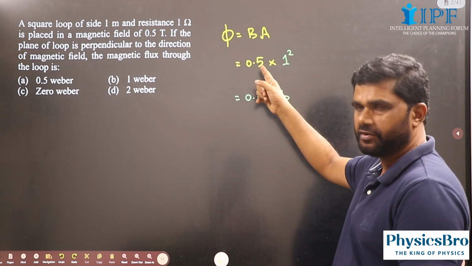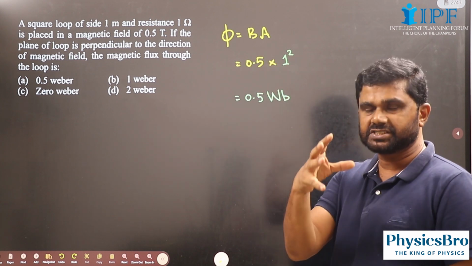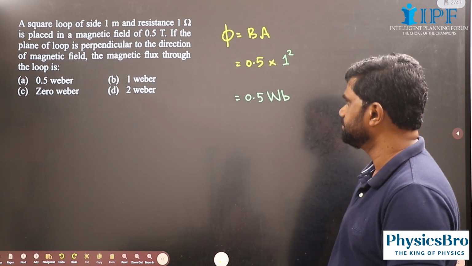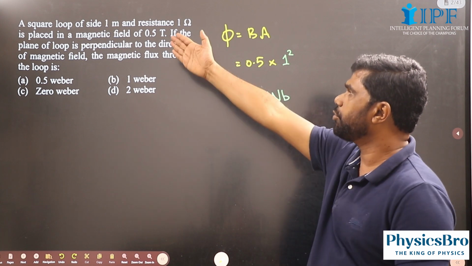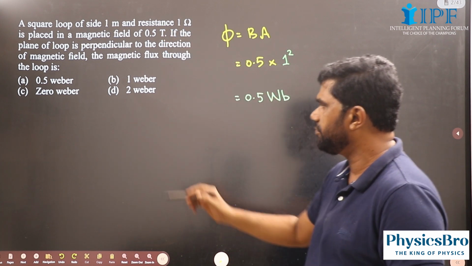B is given as 0.5. The magnetic field is normal to the area, so flux density into area will give you the flux. The square side is 1 meter, so area will be 1 square. So the flux is 0.5 Weber.